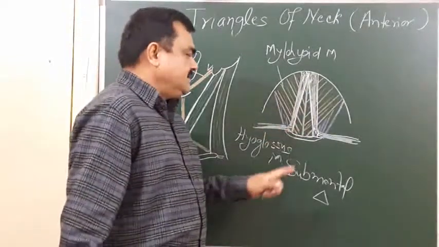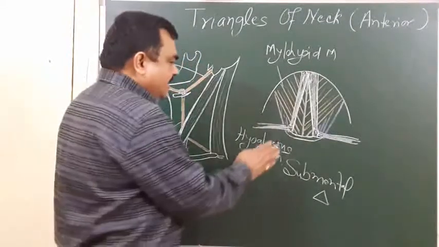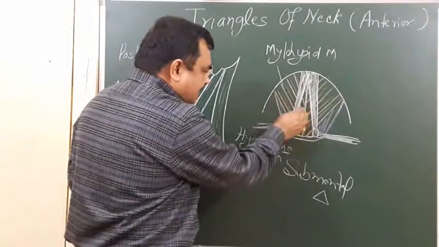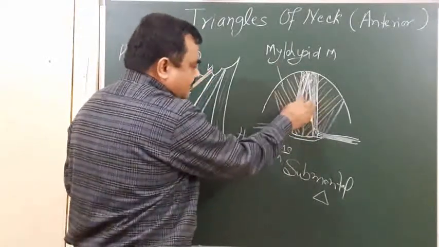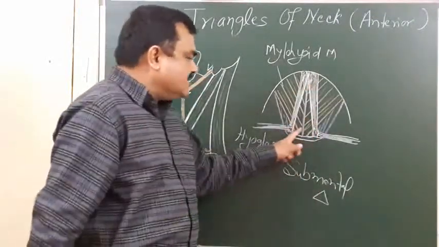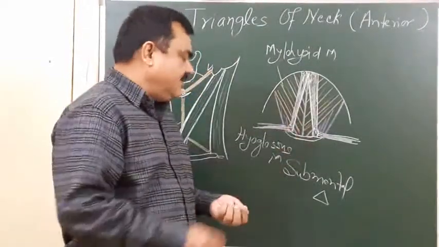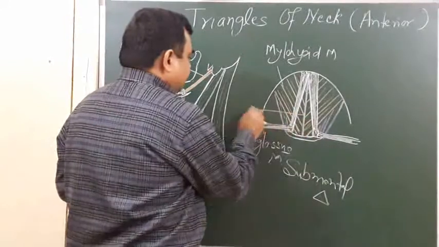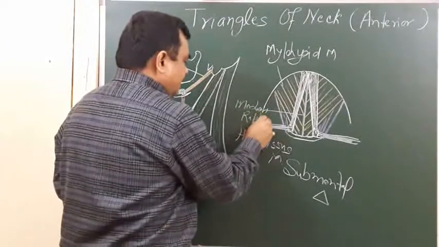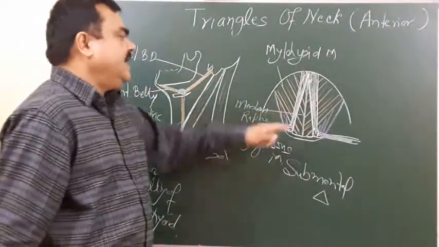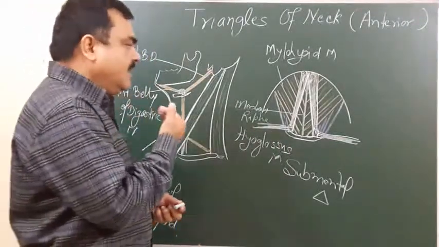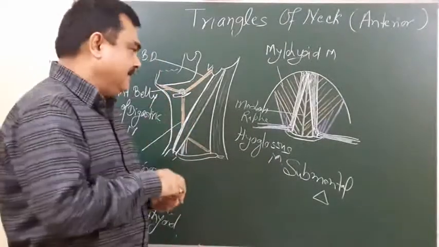The floor of this triangle is formed by these muscles. This is known as the mylohyoid muscle. So the mylohyoid muscle and median raphe form the floor. This is the median raphe. The roof is formed by skin, superficial fascia and the investing layer of cervical fascia.